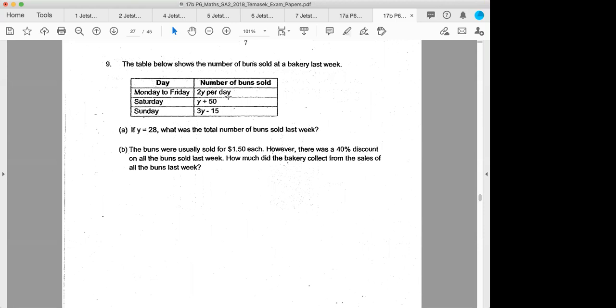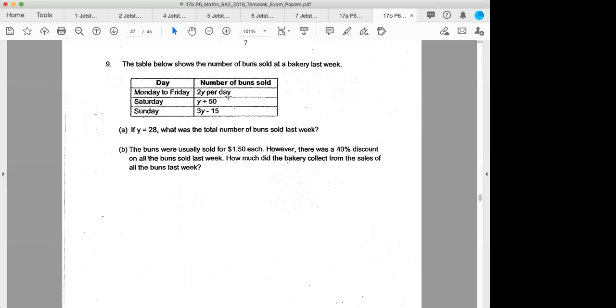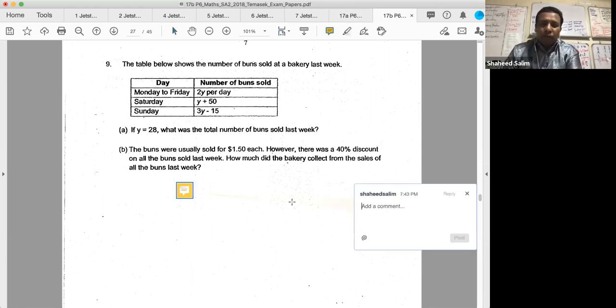14y, then plus 50 minus 15. No, don't forget, it's 14y, not 18y. The answer is 172? No. Okay, we try. You see, do you all get 14y or not?